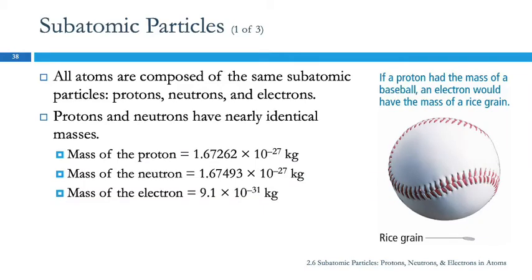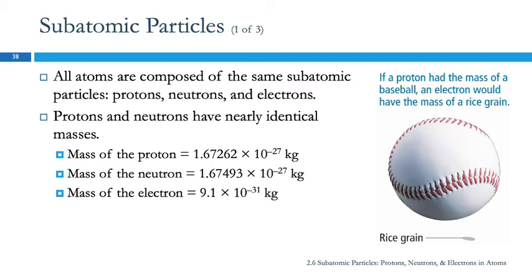So subatomic particles are the particles inside of an atom. Subatomic means smaller than atoms. The three subatomic particles that you need to know about are protons, neutrons, and electrons. There are other particles in there, but at this level of chemistry, we don't care about them.